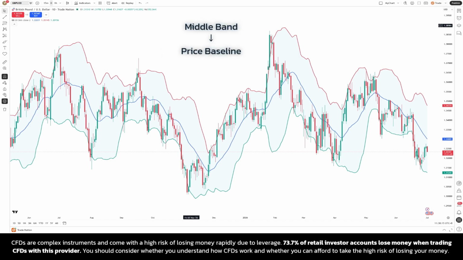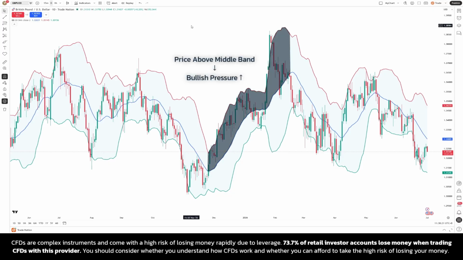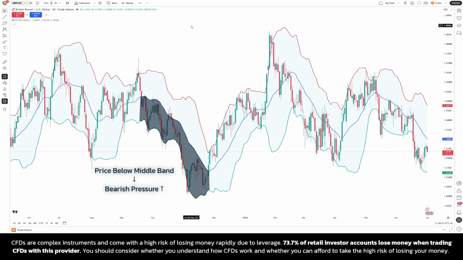The middle band acts as the baseline. It helps show where price is trading relative to its recent average. When price is holding above the middle band, it may suggest that bullish pressure is more active. When price is holding below it, the market may be leaning weaker.